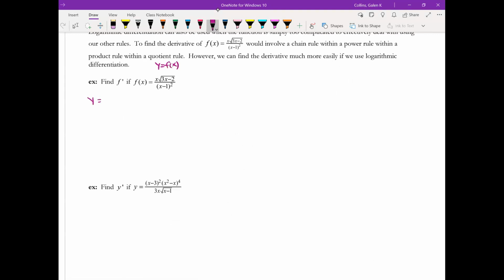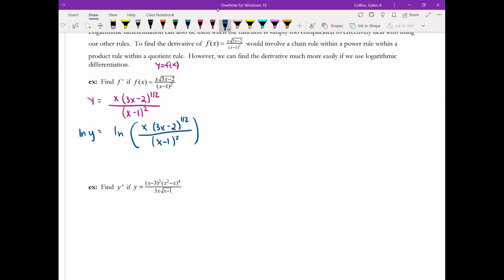So y equals x times, instead of the square root of 3x minus 2, I'm going to rewrite that as 3x minus 2 to the 1/2 power, because I'm sure we'll have to do that in some step, over x minus 1 squared. Just like before, we're going to take the natural log of both sides. So we get ln of y equals ln of all that junk. So x times the difference 3x minus 2 to the 1/2 power over the difference x minus 1 squared.